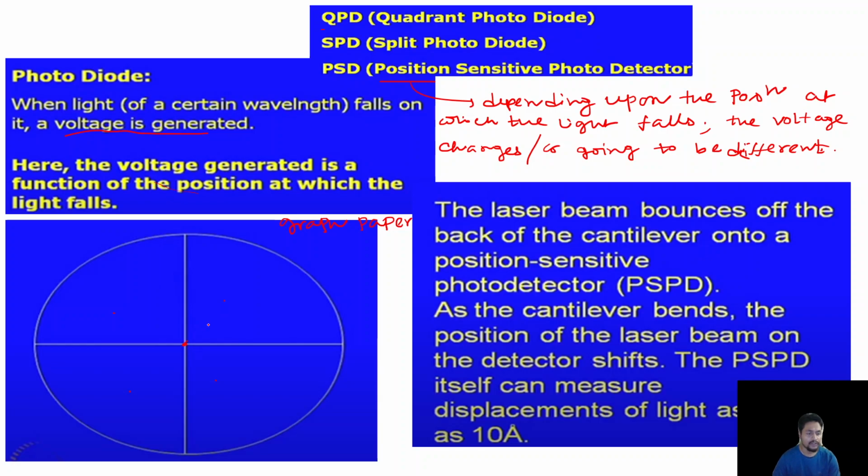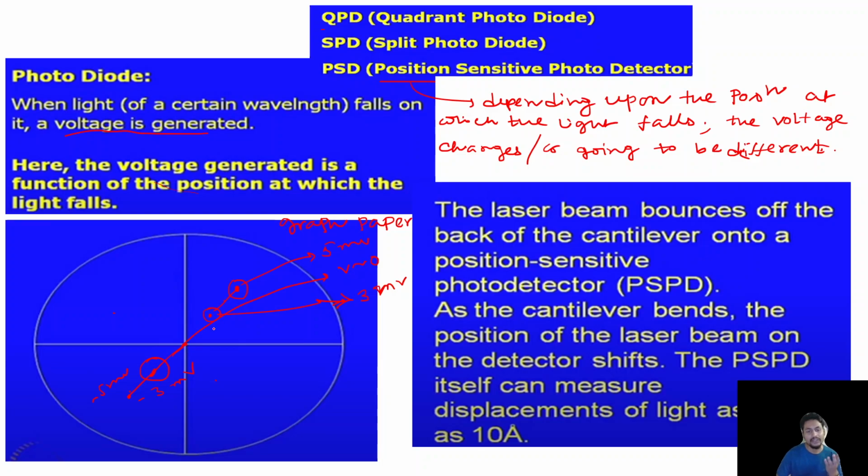So whenever the light falls here, the voltage generated is 0. Now, depending upon the position, let's say this position, it may be like 3 millivolt. Whenever you go further, let's say it is 5 millivolt or whatever in the positive direction. It can be again in these terms, minus 3 millivolt or minus 5 millivolt, like that. Depending upon the position where the light falls, the voltage is going to be different.